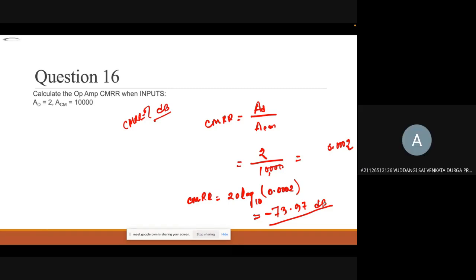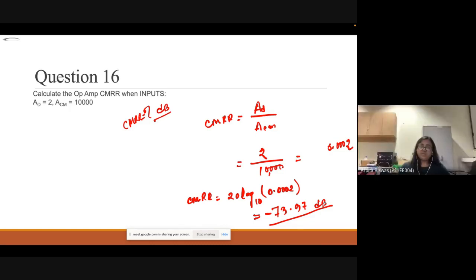You cannot take 10 log, sir. It is voltage related, gain related. You have to take 20 log, sir. Ma'am, calculating individually, taking AD in decibels and ACM in decibels and dividing both of them, we are getting the answer 1.20, ma'am. No, actually, this is not the right way. Here, just take this formula: CMRR equals 20 log base 10 of AD by ACM.